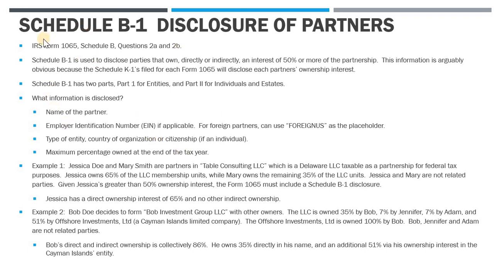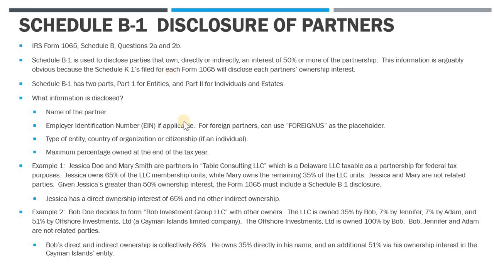Alright, for this video I wanted to cover the Schedule B-1 disclosure that goes along with a Form 1065 partnership return. Now, not every Form 1065 needs a Schedule B-1. It's only required if you have partners in the partnership that own directly or indirectly more than 50% of the entity. Okay, so for closely held partnerships, this is likely going to be an issue. But if you have partnerships with a lot of different partners and they're not related parties, probably not going to need the B-1. But nevertheless, let's go through it.